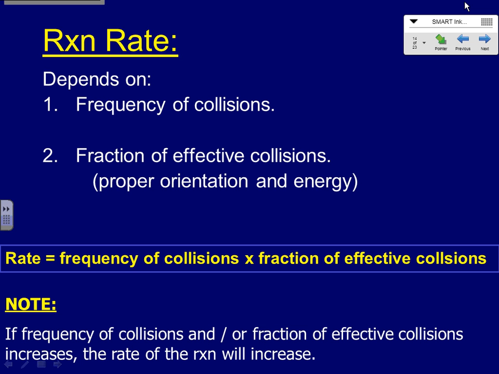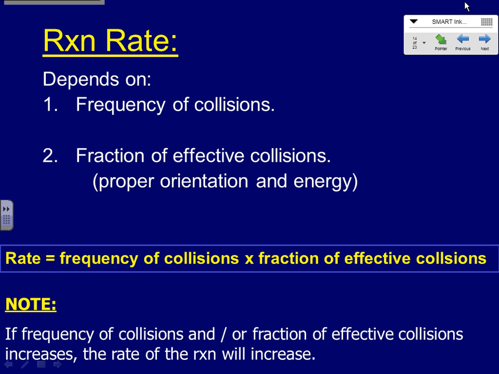Now, up to this point, I've only talked about 2. The fraction of effective collisions. Did it orient itself right, and does it have enough energy? I've put those 2 into this 1. Frequency of collisions is just how many times do the particles bump up against each other per second. And that is totally temperature dependent. If you change the temperature, you change how many times the particles bump into each other.